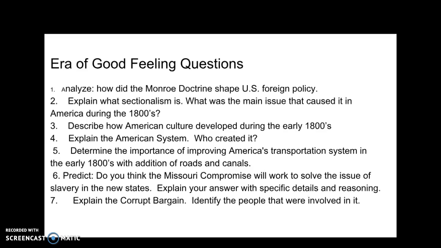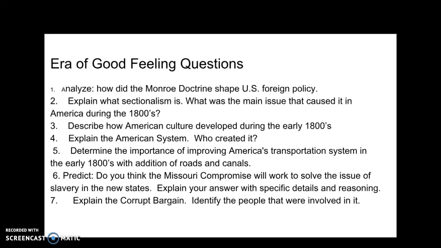mess with the smaller countries that surround the United States or that are in the backyard of the United States, either in North and South America. And in return, we agreed that we would not colonize or mess with European countries at that time as well.